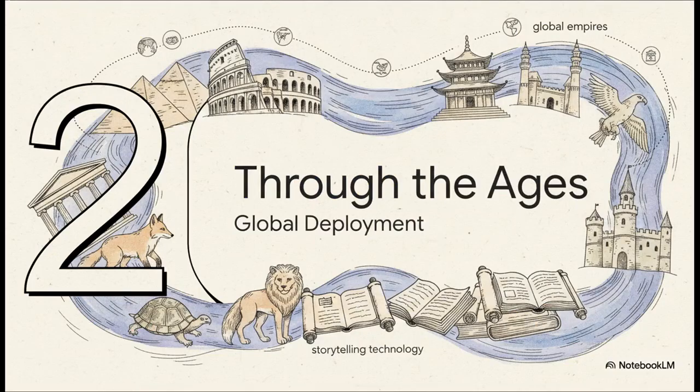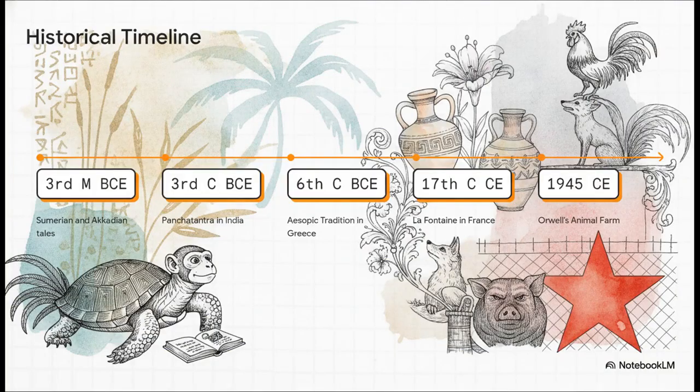Now that we've got the core mechanics down, let's move right into Section 2, Fables through the Ages, Global Deployment. Tracing this historically, we see that we aren't just talking about ancient Greece here. The earliest surviving fable-like texts actually pop up in ancient Sumerian and Akkadian literature, all the way back in the 3rd millennium BCE. These featured intense cosmological debates between animals.